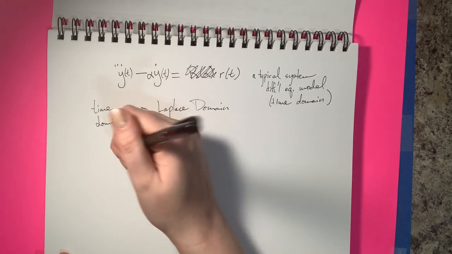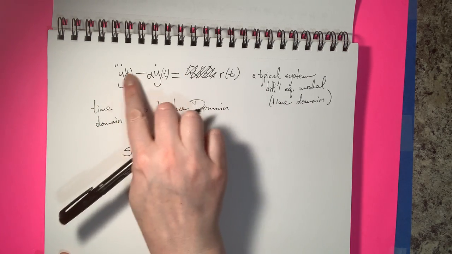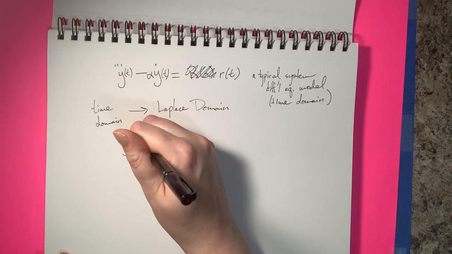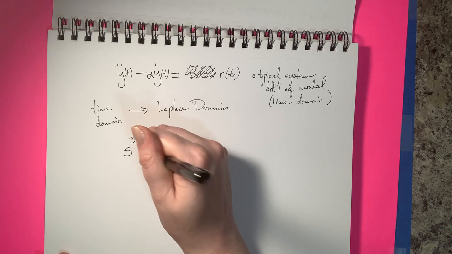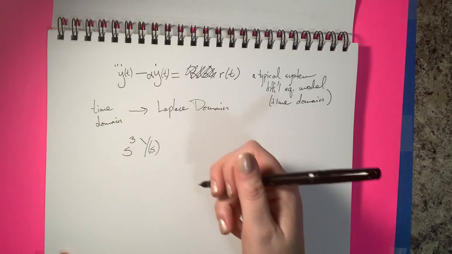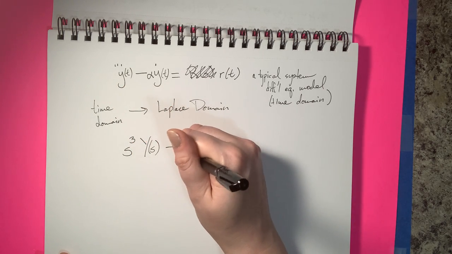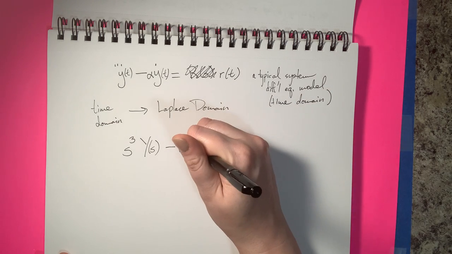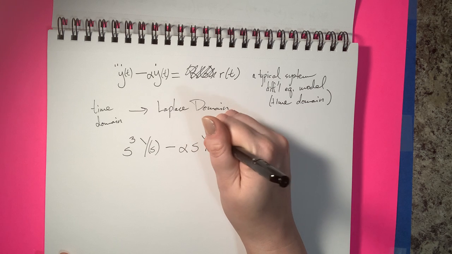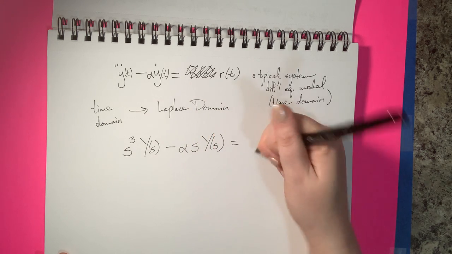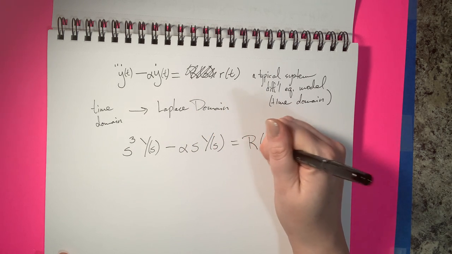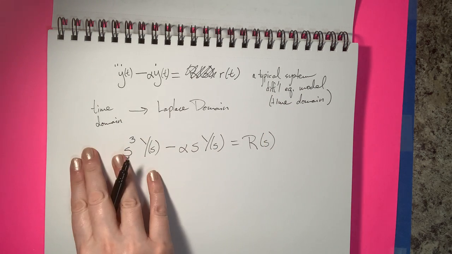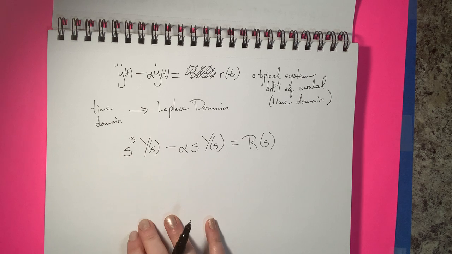So we can rewrite this really quick. A triple derivative should be an S cubed, and we'll have capital Y of S now instead of lowercase Y of T. We'll have minus alpha. Alpha stays the same. It's just a constant, a coefficient here. And then we have an S times Y of S again. On the other side, I just transformed to R of S. So I've gone from the time domain to the Laplace domain, and that's fairly easy.